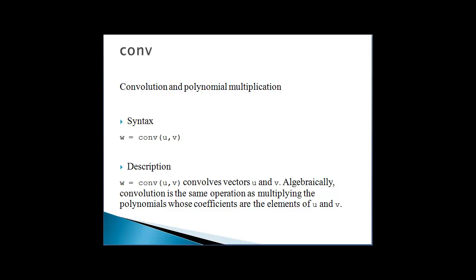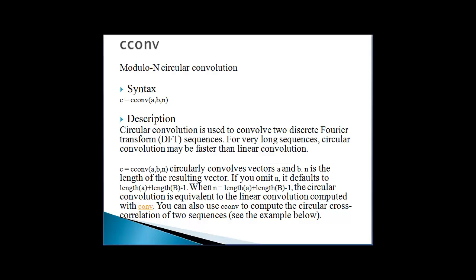Now coming towards convolution and polynomial multiplication. The command used for convolution is conv. W = conv(u, v). This means that W = conv(u, v) convolves vectors u and v. Algebraically, convolution is the same operation as multiplying the polynomials whose coefficients are the elements of u and v. Let's see how.